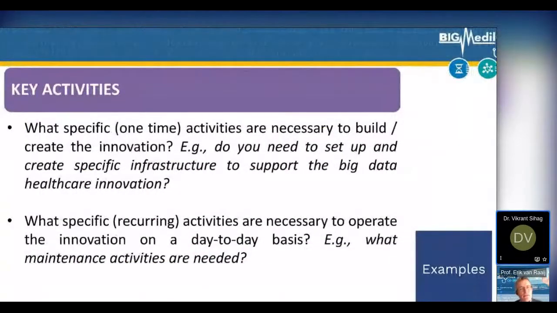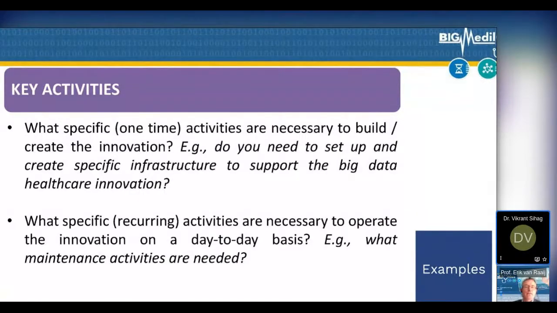And we asked the pilot teams very explicitly what specific one-time activities are necessary to build or create the innovation, and what specific recurring activities are necessary to operate the innovation. And these are two different phases, and it's not always clear-cut because there will be activities that you do at the beginning and you might have to repeat them also later on.